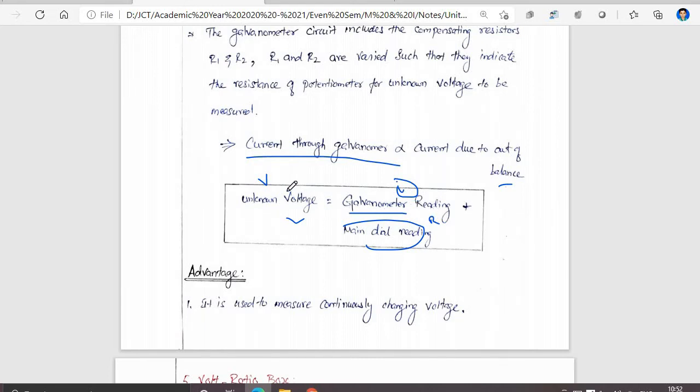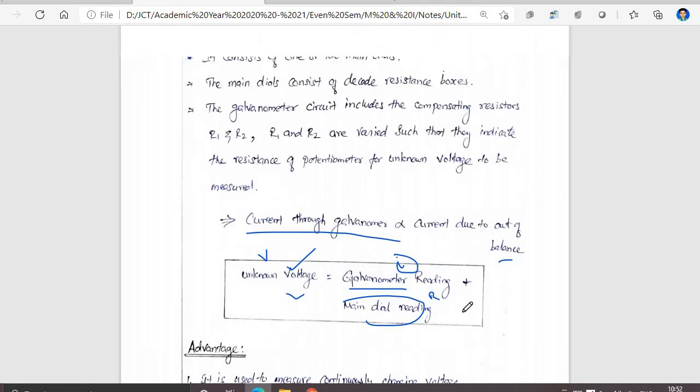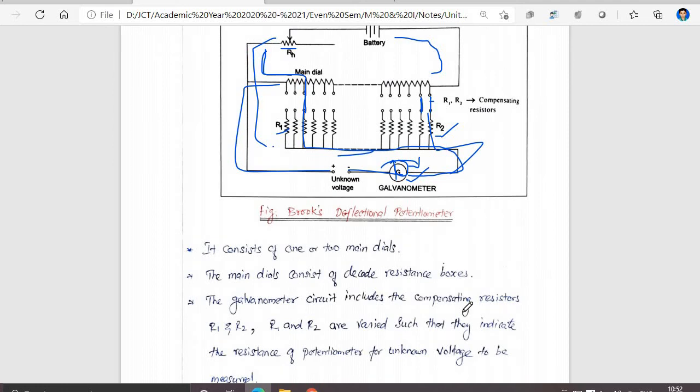We have to find out the unknown voltage. Mostly it is used for continuously changing voltage. So this type of potentiometer is used for continuously varying voltage circuits. That is the main advantage, because it can easily measure the unknown voltage just by switching the resistance.